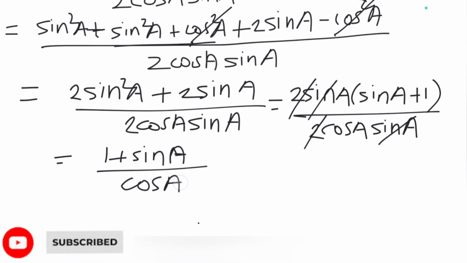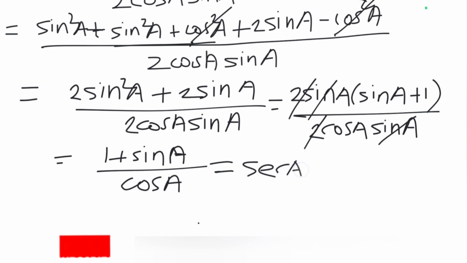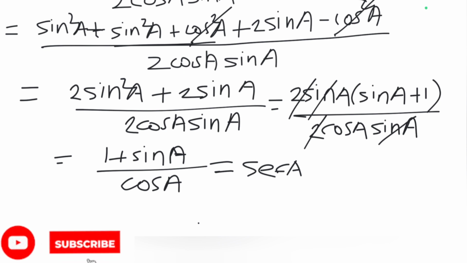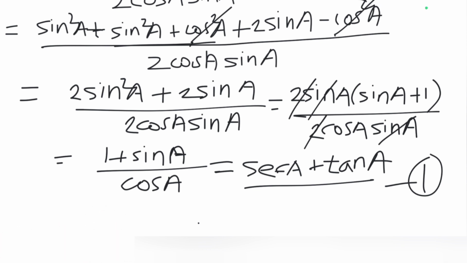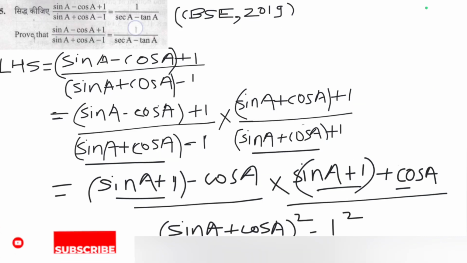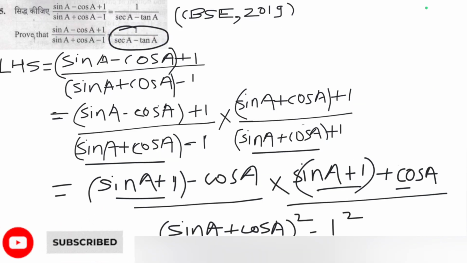upon cos A. Okay, again we can simplify it by writing sec A. That is, I will separate out the term 1 plus sin A upon cos A as 1 upon cos A plus sin A upon cos A, that is tan A. Okay, tan A. So I have got this simplified version of the LHS, that is sec A plus tan A. Now I will go back to the given question. So you can see here we have to prove this term, that is 1 upon sec A minus tan A. Okay, so that is given on the RHS side. So I will take it again separately.